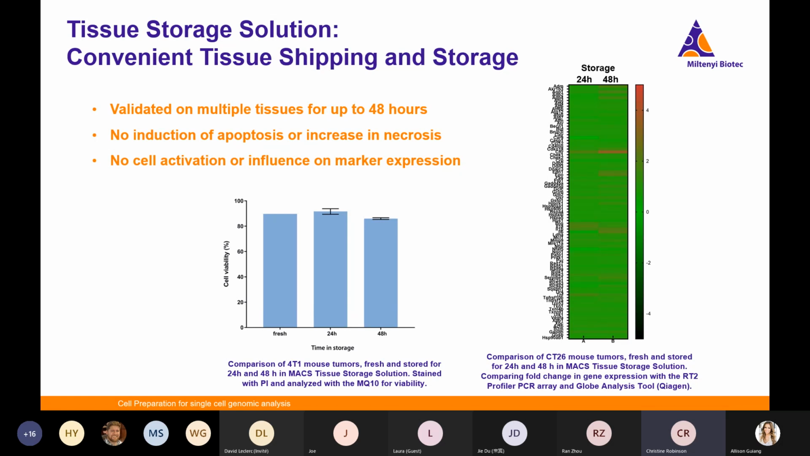So to demonstrate this, we have mouse tumors here that were dissociated and then either immediately after dissection fresh or after storage in the tissue storage solution for up to 48 hours. And we looked at viability via flow, which you can see on the left, no substantial differences there between fresh and stored. And on the right, we also look at gene expression in fresh versus stored tissue, and we were looking specifically at stress and toxicity pathways, and we didn't see any upregulation of stress genes after those 24 or 48 hours. So the tissue storage solution is a great way to extend your fresh tissue life.